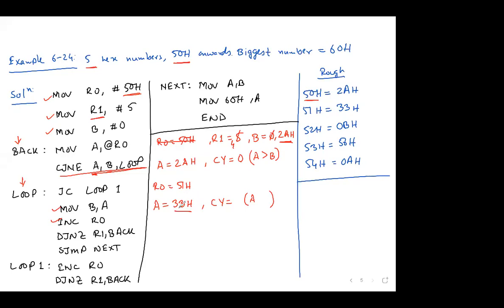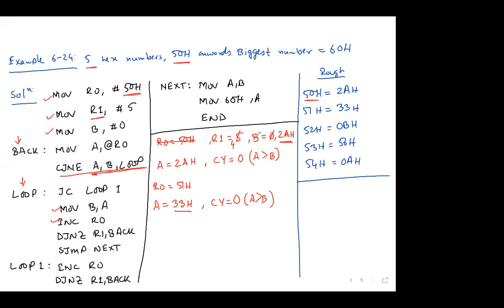Accumulator is containing 33H. Your destination, B, is containing 2AH. So definitely accumulator is bigger. If accumulator is bigger, this is 0. Now it is clear. All right, so still the same. Your carry will be zero. Accumulator is still greater than the destination, B. So we will move again the content of A to B.